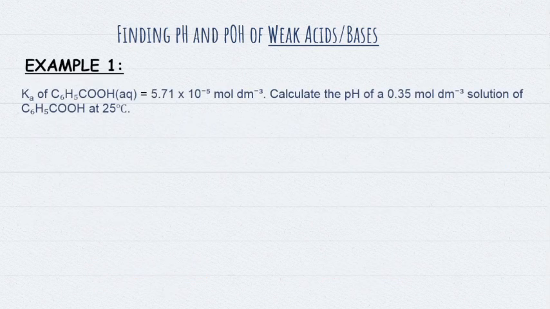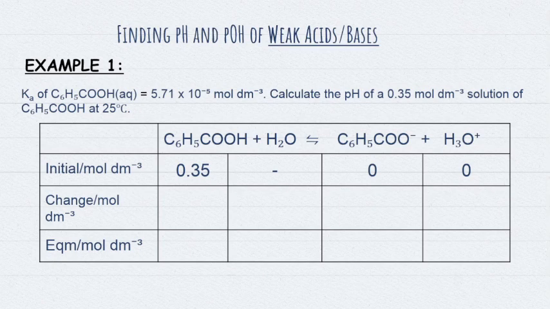We have this first example right here. Benzoic acid, the Ka value is given, the concentration of weak benzoic acid is given. Because we know that it exists in an equilibrium, we can then do the ICE table as we usually do for our equilibria questions. Now, if we assume that benzoic acid dissociates and X mole dm cube of benzoic acid is dissociated, we then have X mole dm cube of benzoate ion formed, X mole dm cube of H3O plus formed. This then leads us to 0.35 minus X for our benzoic acid, X mole dm cube for both our hydronium ion and the benzoate ion.